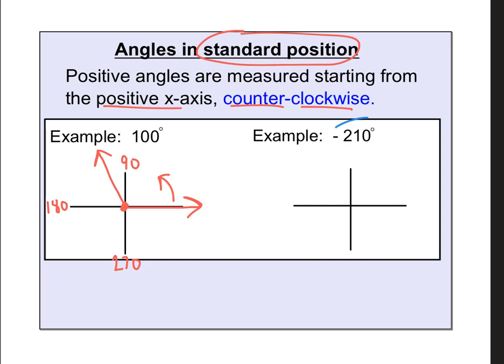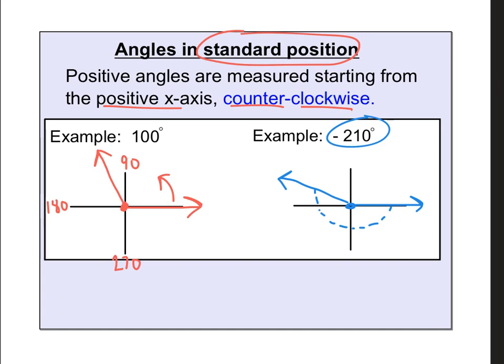Okay, if we want to do a negative 210 degrees, again, it always starts here. Now, instead of going counterclockwise, since the angle is negative, we're going to go around this way. So this would be negative 90, negative 180. So we need to go a little more. We would need to go about there. Okay, and that angle there would be a negative 210 degrees.